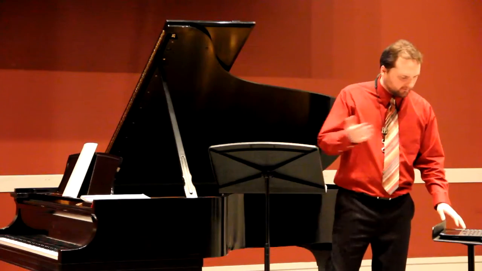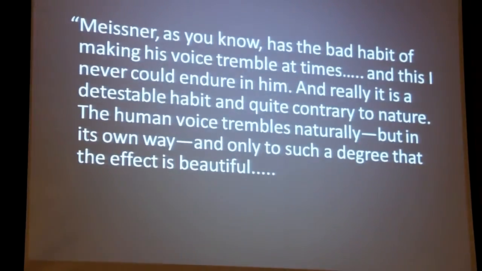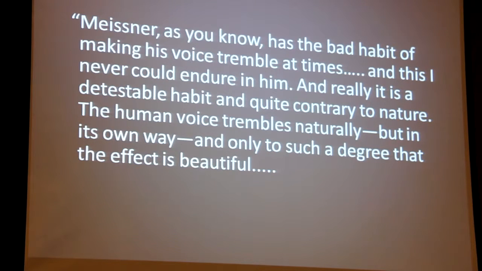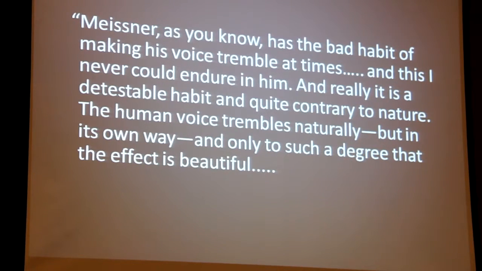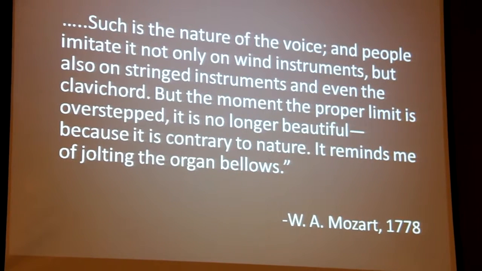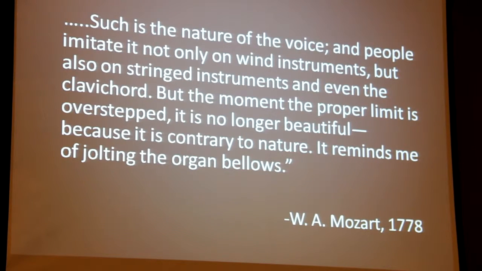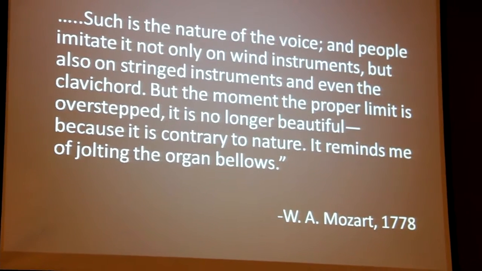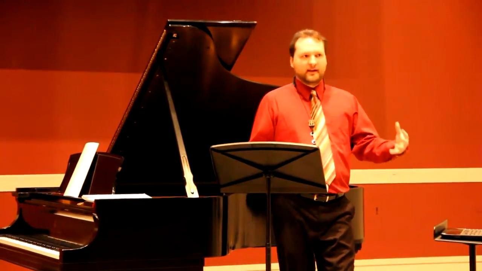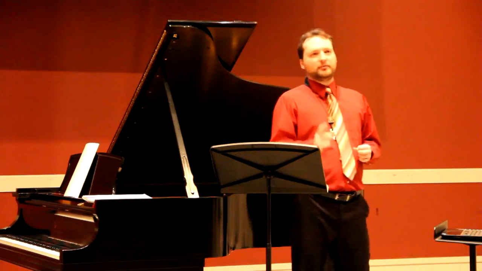So let's open up this quote and look at what he said before and after what we just read. Mozart says, "Meissner, as you know, has the bad habit of making his voice tremble at times, and this I never could endure in him. And really, it is a detestable habit and quite contrary to nature." And here's what we've already seen. The human voice trembles naturally, but in its own way, and only to such a degree that the effect is beautiful. Such is the nature of the voice, and people imitate it not only on wind instruments, but also on string instruments and even the clavichord. And he goes on to say, "But the moment the proper limit is overstepped, it is no longer beautiful. Because it is contrary to nature, it reminds me of jolting the organ bellows." So it's clear from this that Mozart recognizes a pretty big difference between what he thinks would be natural vibrato and what he thinks is intentional vibrato, and clearly prefers one over the other.